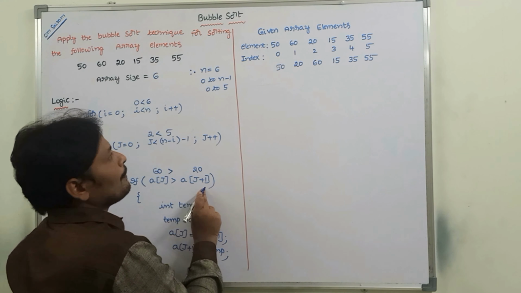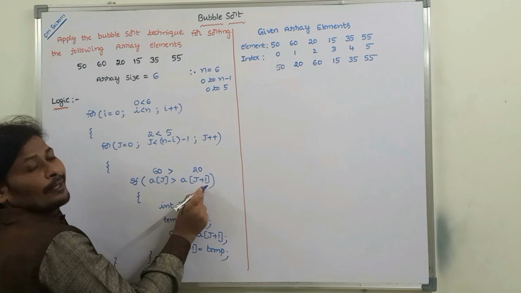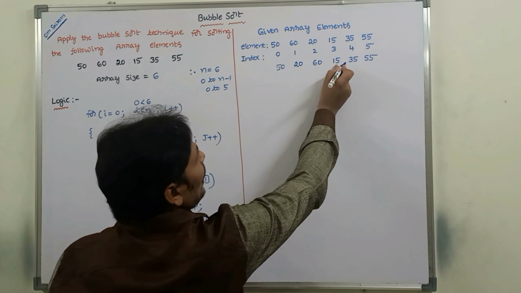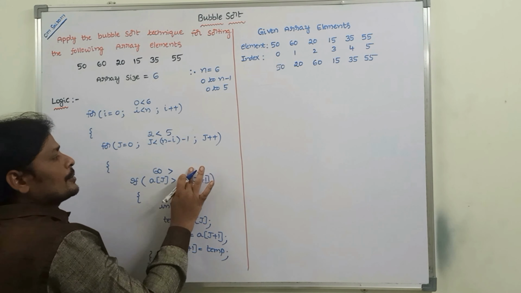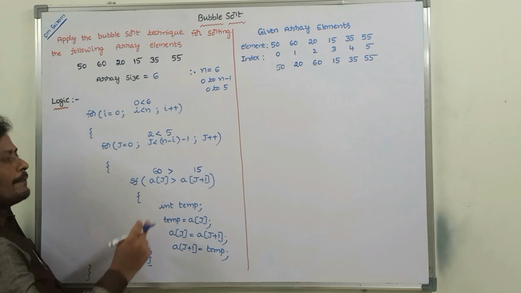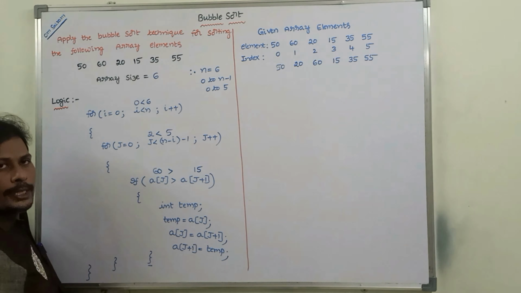A of j plus 1. A of j plus 1 means j value 2. 2 plus 1, that is 3. So A of 3 means now it is 15. So 60 greater than 15. Condition true. If the condition is true, so these two elements are swapped.